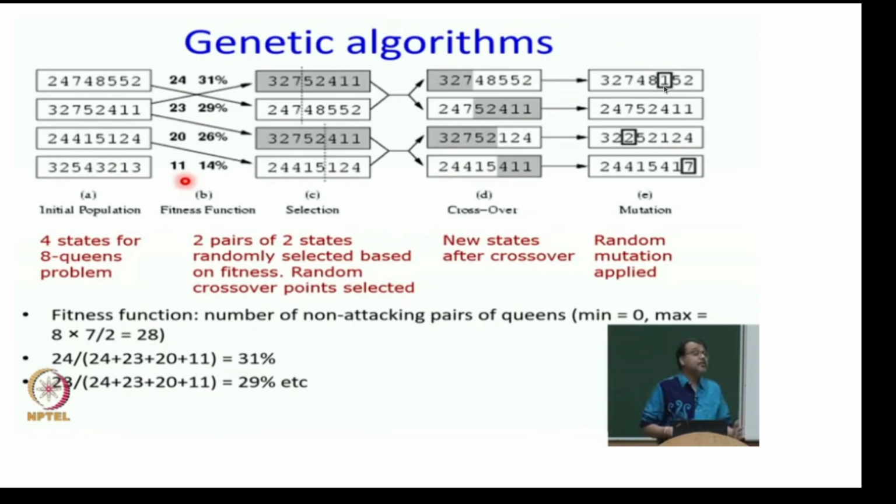How many non-attacking pairs are there in the state? So they are saying 24 for the first one, for the second one 23, for the third one 20, fourth one it's 11. Now if we compute 24 by the sum of all, 24 plus 23 plus 20 and all, then you will get some percentage, right? You are associating that percentage with that, and let's assume your threshold for selection is 14%. At least 14% of the time, 40% of the queens should not attack each other. Then they all go for the next operation, which is crossover.